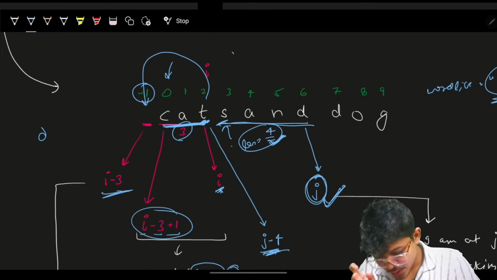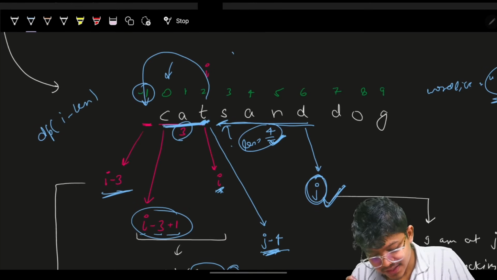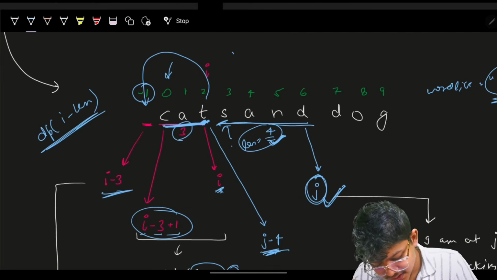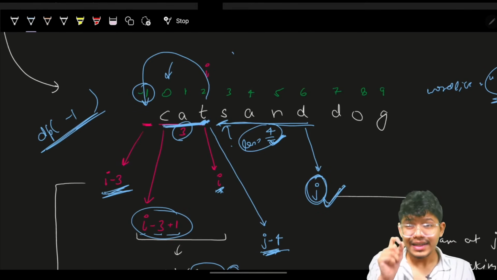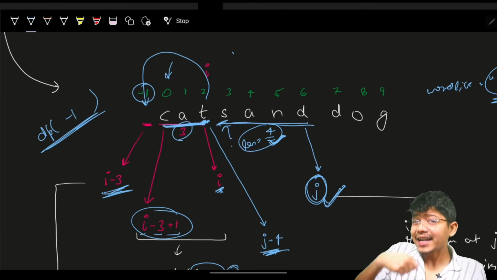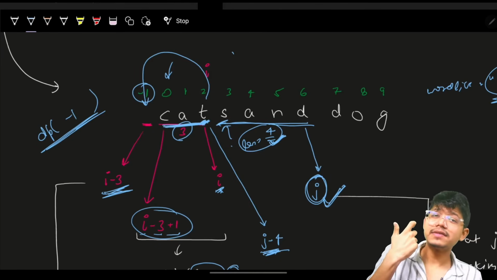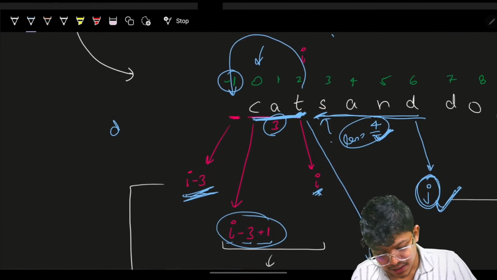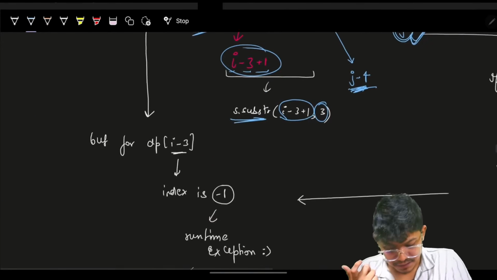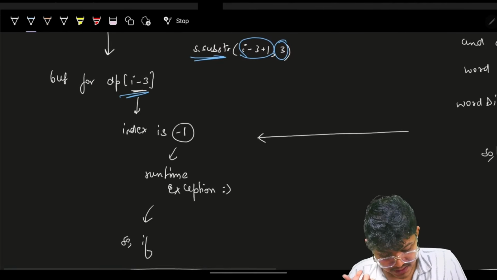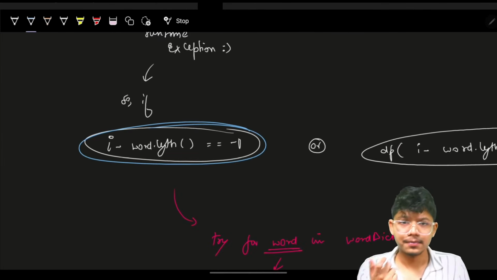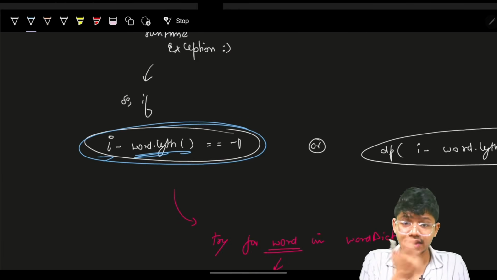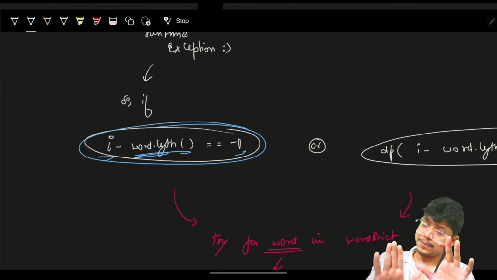If you keep asking dp of i minus length again and again, dp of i minus length can actually become negative. This value can become dp of minus 1, which means you are trying to access a negative index. This will give you a runtime error. So make sure you have a quick condition: if i minus word length is actually minus 1, then it's also true.